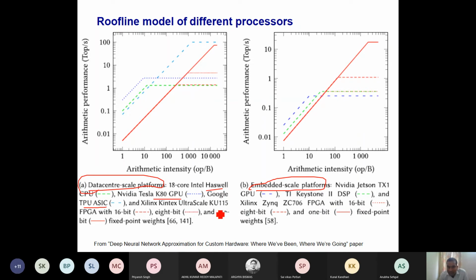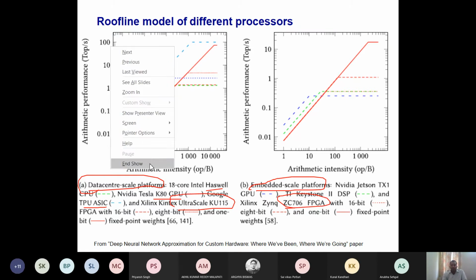Okay, so this is the UltraScale. This is the high-end FPGA. And this is the low-end FPGA. So here, first of all, let us focus on the left side.